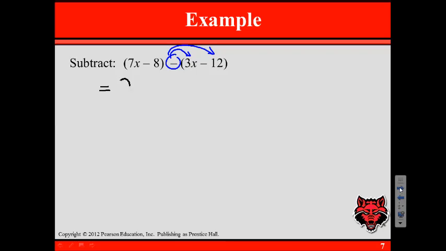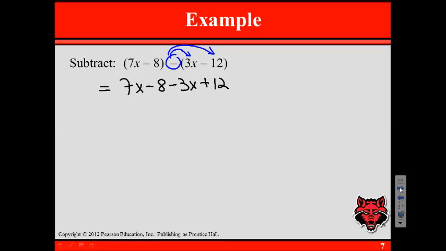Once we do that, we can drop all other parentheses. So we're left with 7x minus 8. When we distribute the minus sign, it gives us minus 3x, and the minus 12 becomes a positive 12. Now this should look very similar to the addition problem. The only difference is we have changed the sign of every term in the second polynomial.